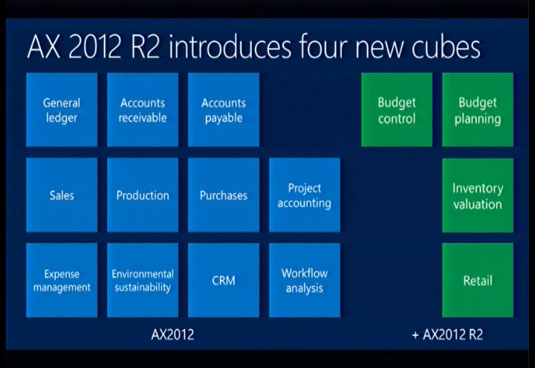As part of AX 2012 R2, on top of the existing cubes, the ones in blue, which we had before, you have general ledger, sales, production, purchase. There are 4 new cubes created. One of those cubes is dedicated to retail.